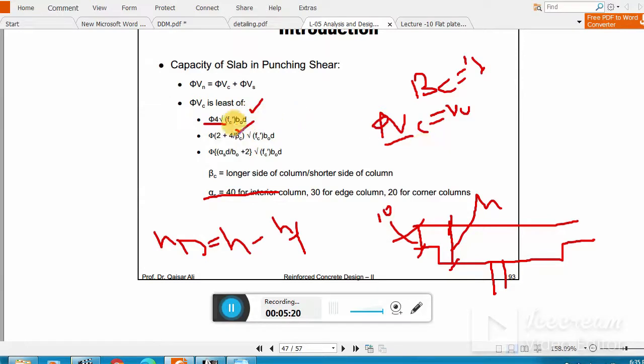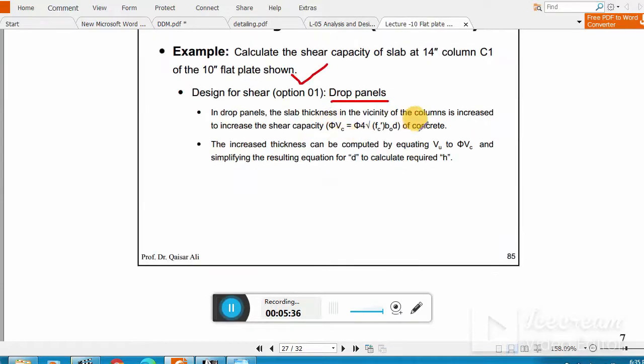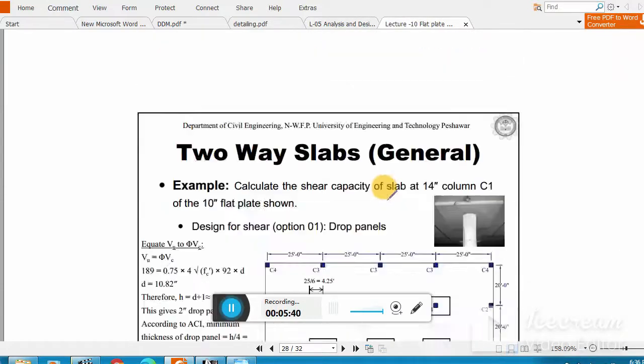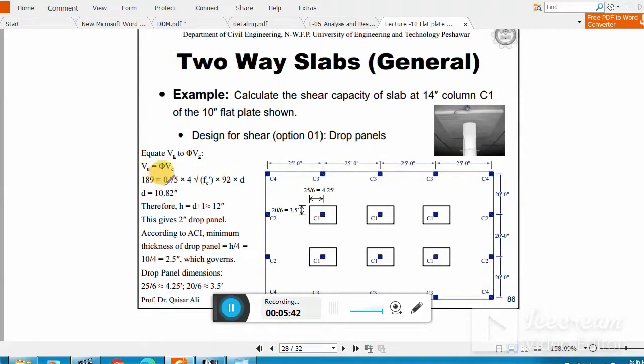Once you get your d value, you have to convert this into the total h, and you just need to work it out. So you have to use 1.5 or 3/7. Okay, so you got your h value. So this is the approach. You see here they explain all in the same way, and once they compare, they find out the d, and they just add 1 inch clear cover. So they got 12 inch.